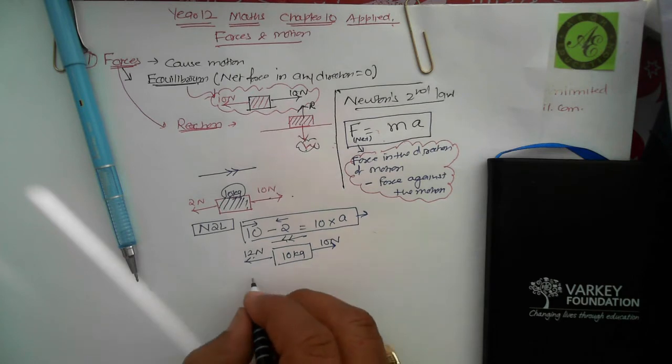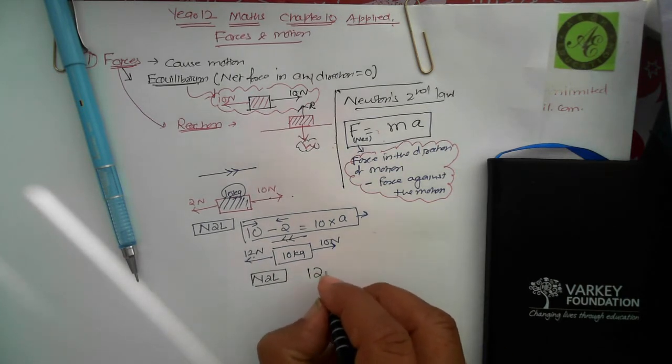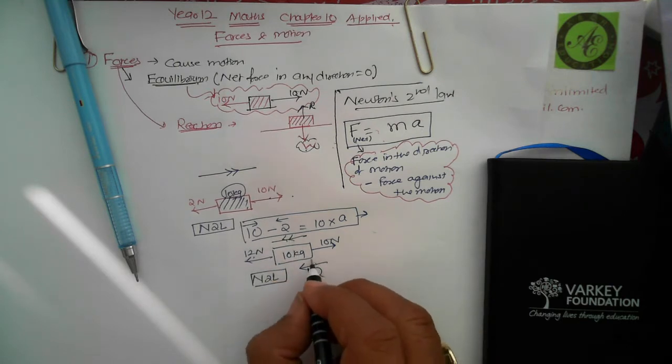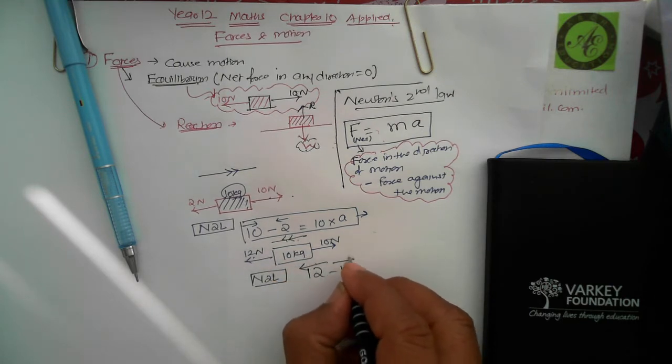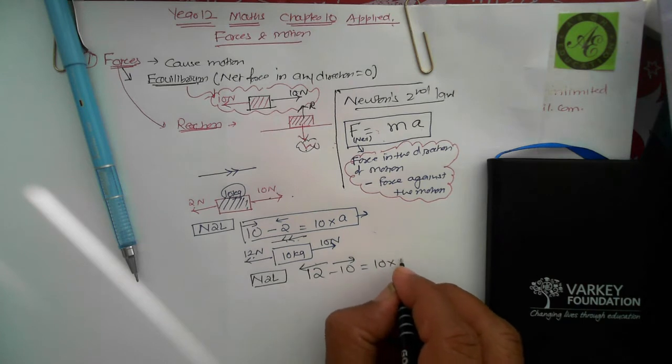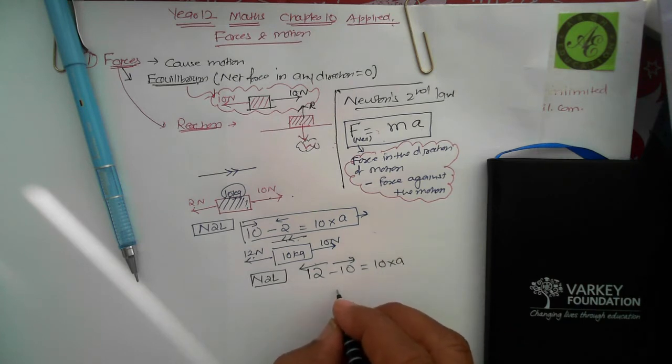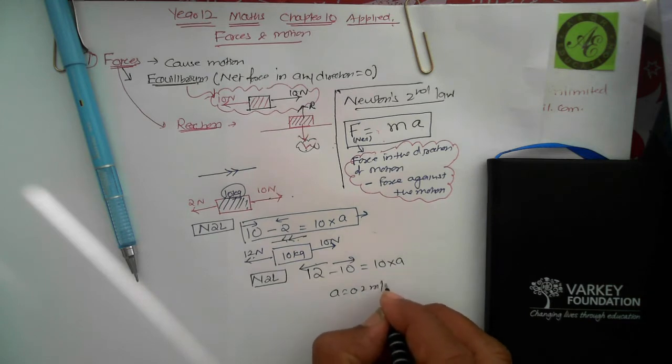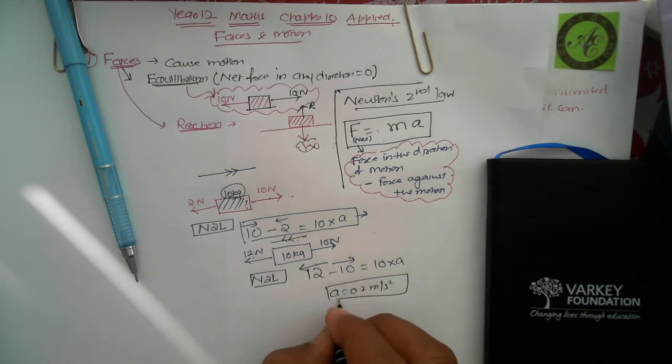So how do I write Newton's second law in this scenario? This will be 12 newtons in the direction of the motion, take away 10 in the other direction, equals 10 times a. So we'll find a from there. a is 0.2 meters per second squared in this direction.